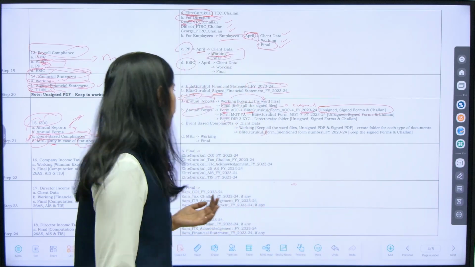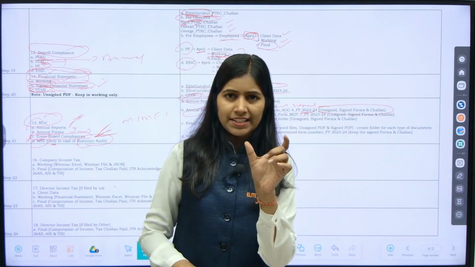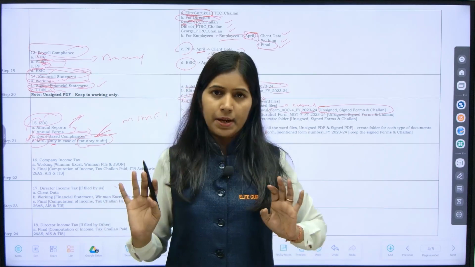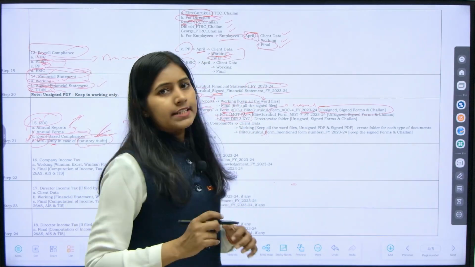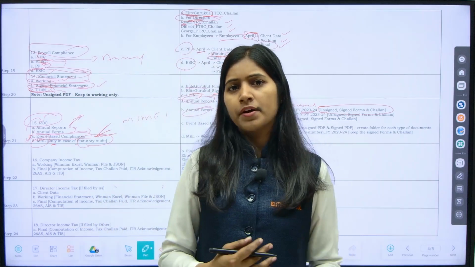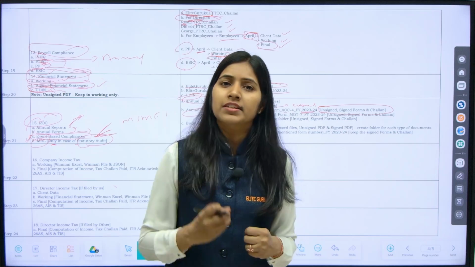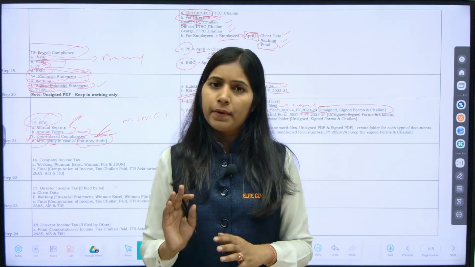Same happens for form MGT7 also. So the MGT7 folder is created, and the unsigned form, signed form and challan will be kept like this. And for form DIR3 KYC, if it is a company which has been incorporated in the last year and this is the first time you are doing the KYC, then for each director you are supposed to fill the form, upload and complete the KYC.